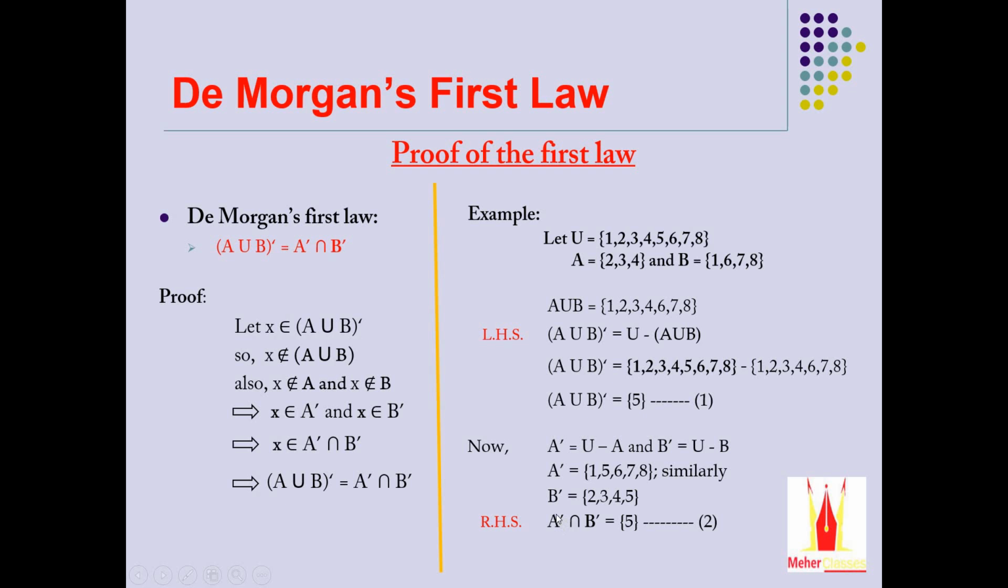So we can say that A dash intersection B dash, we need to see this RHS, and that comes out to be 5. Looking at equations 1 and 2, we can see that the values are 5 for both the sets. So (A union B) complement is equal to 5 and A complement intersection B complement is equal to 5. Hence, (A union B) complement is equal to A complement intersection B complement. So this is how we proved the first law of De Morgan.